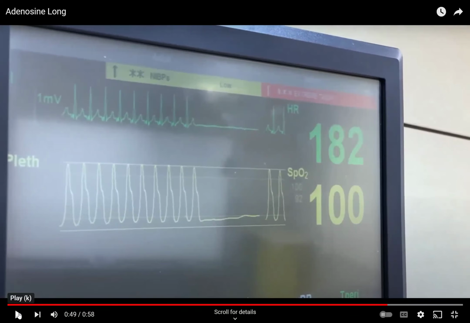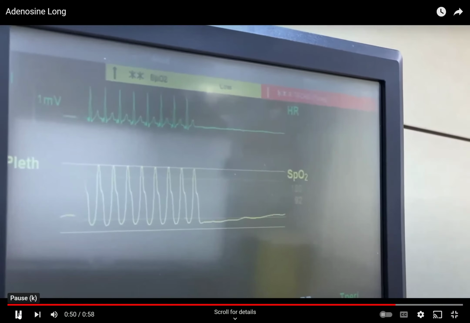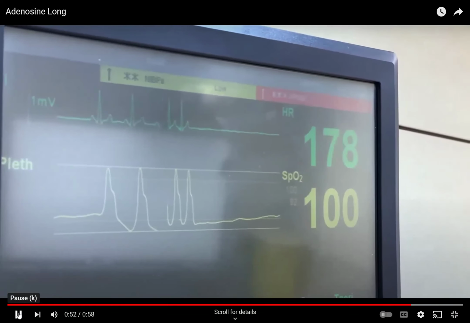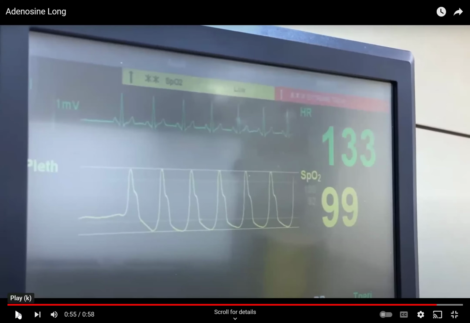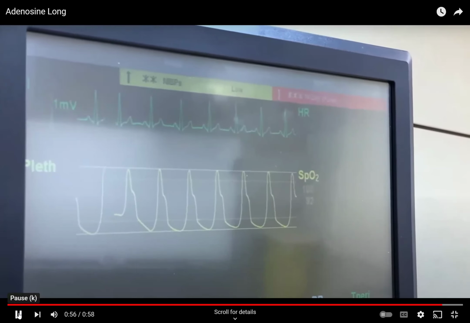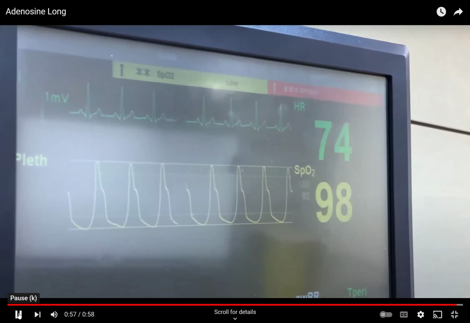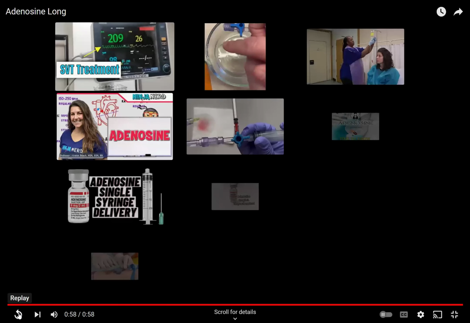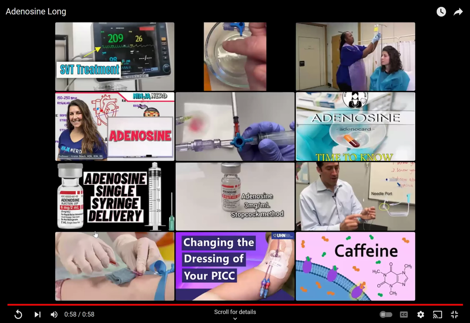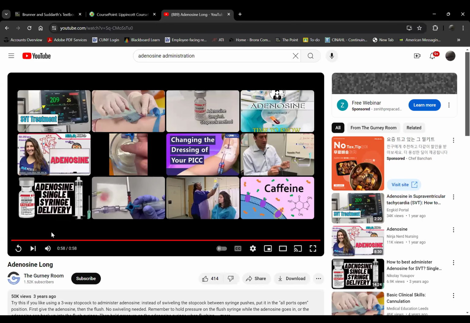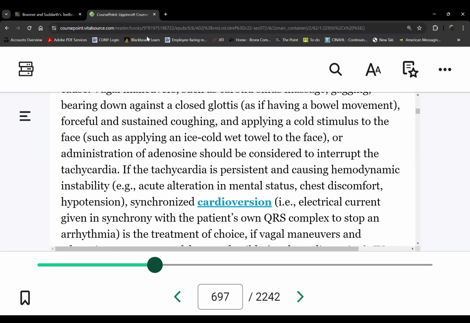Then watch what happens after a few seconds. It zooms right back, but look at the heartbeat now. It's now normal sinus. So that's how fast it is. Sometimes it just takes 1 dose, 6 milligrams, but sometimes the patient may require a second dose, which is usually 12. Each vial is 6 milligrams, and that's how we give it.